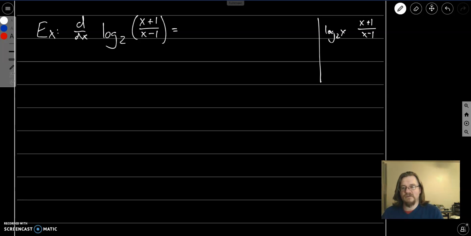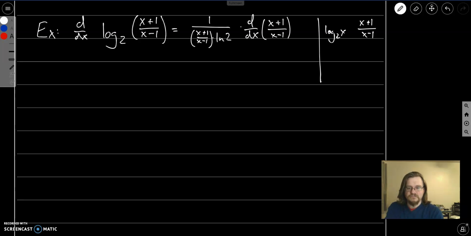If I want to take the derivative of log base 2 of anything, it's going to be 1 over that anything times the natural log of 2 times the derivative of the inside function. Again, this is just the chain rule. I've got the derivative of log base 2 of that function times the derivative of that function. I'm going to come back to this in a second.